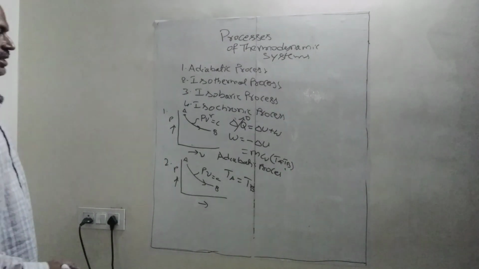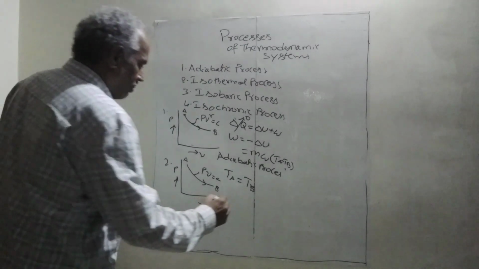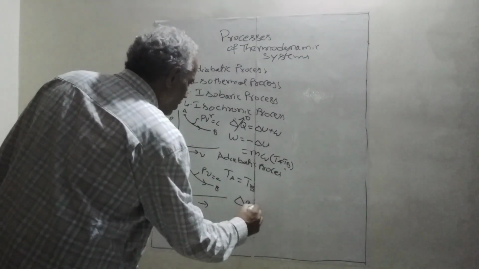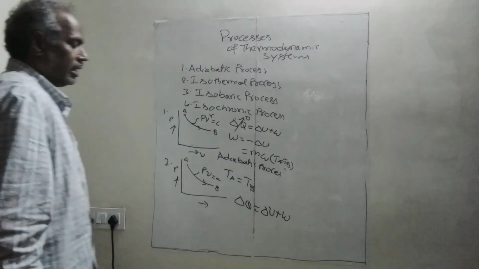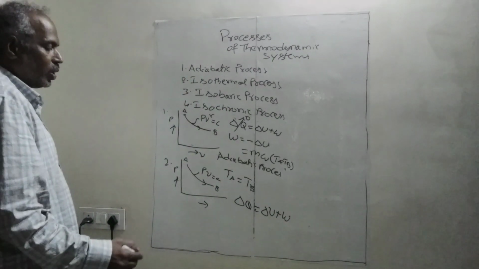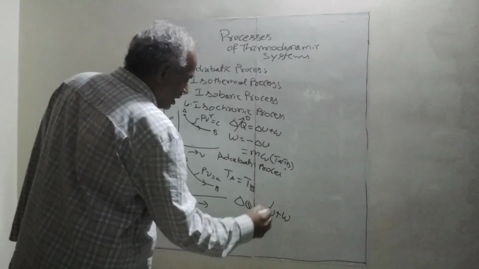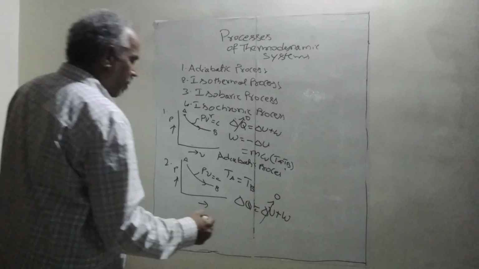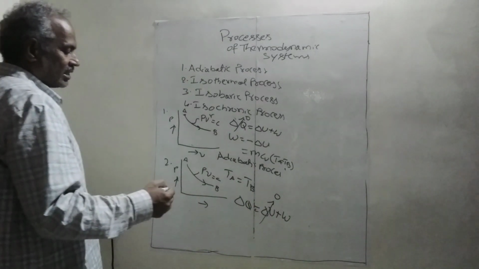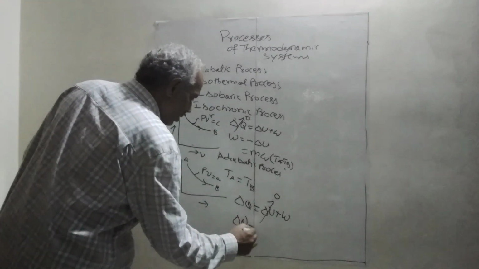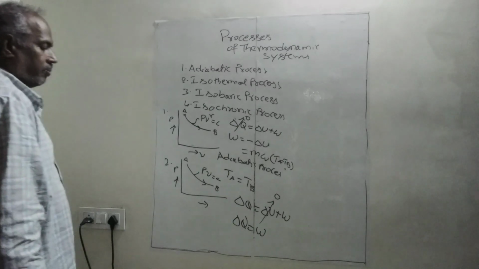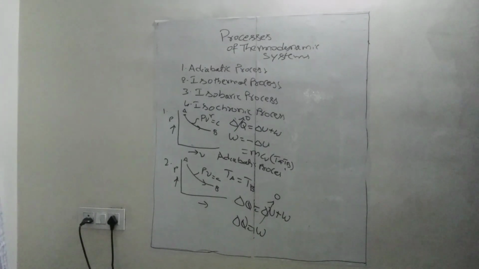Now in this case, if you apply the first law of thermodynamics, delta Q is equal to delta U plus W. In this case, delta U will be equal to 0. That means the complete heat supplied is converted into the work done. Delta Q is equal to W. So this is the isothermal process.